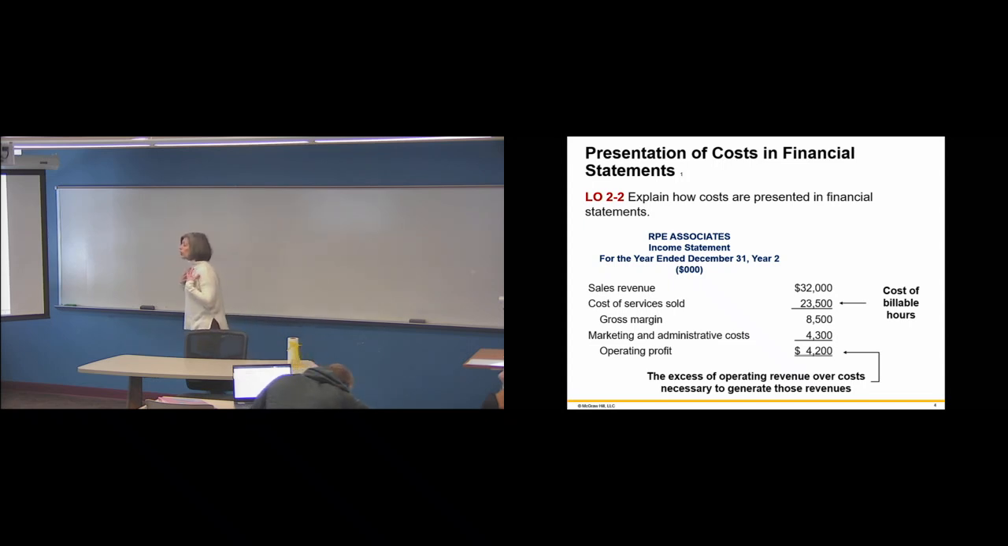In Accounting 101 in our old textbook, it was called selling and administrative costs. Marketing and selling tend to kind of go hand in hand. Some textbooks will use marketing, other textbooks will use selling. They mean the same thing, okay, in context of this. And so operating profit then is $4,200,000. Don't forget to add the zeros, right?